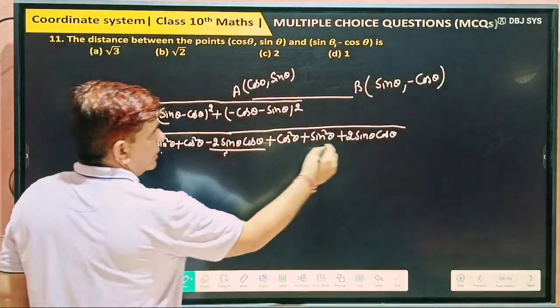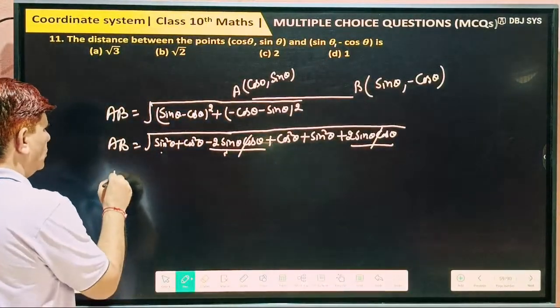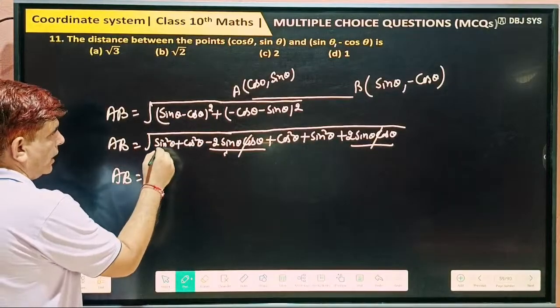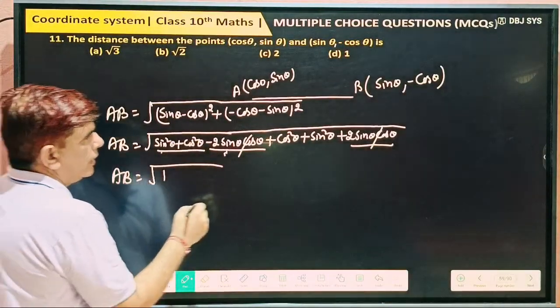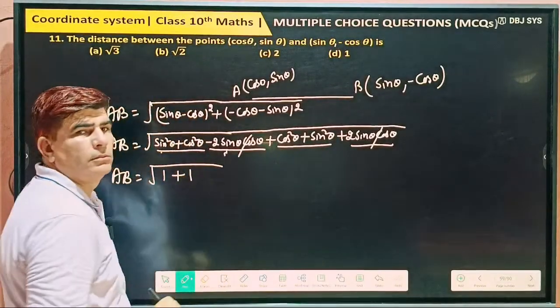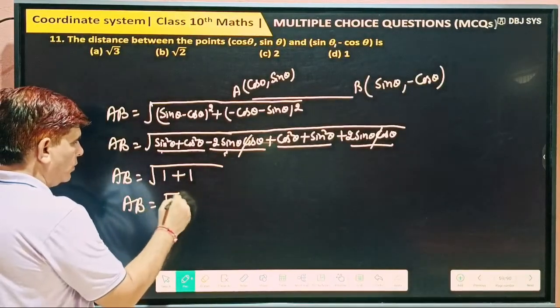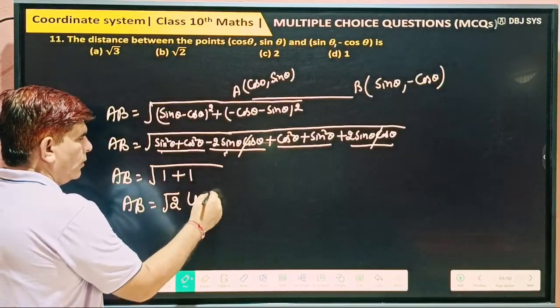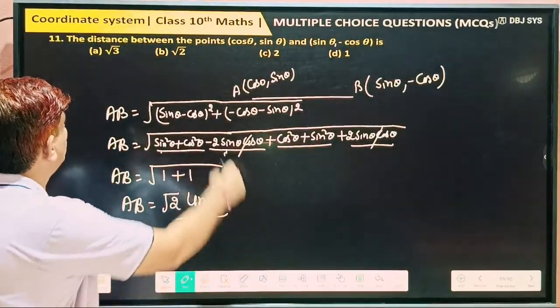So check this and this. Both cancel with each other. So AB sin square plus cos square theta is equal to what? 1. And this is cos square plus sin square theta. Again 1. So what's become? AB equal to under root 2 units. What's the answer? Under root 2.